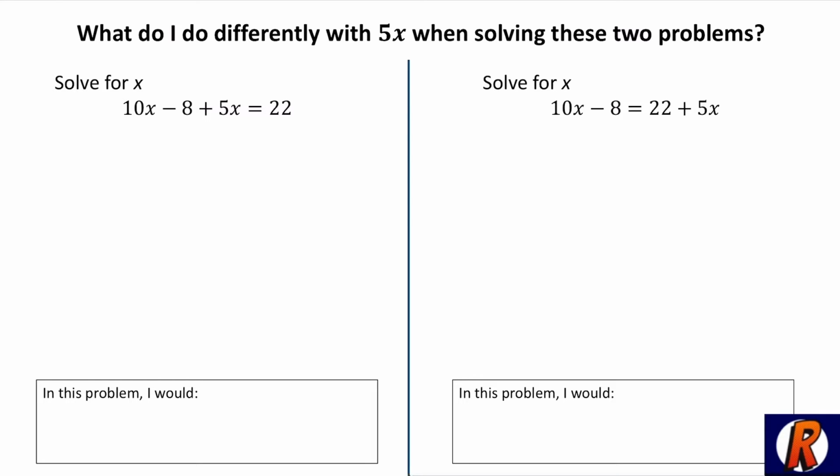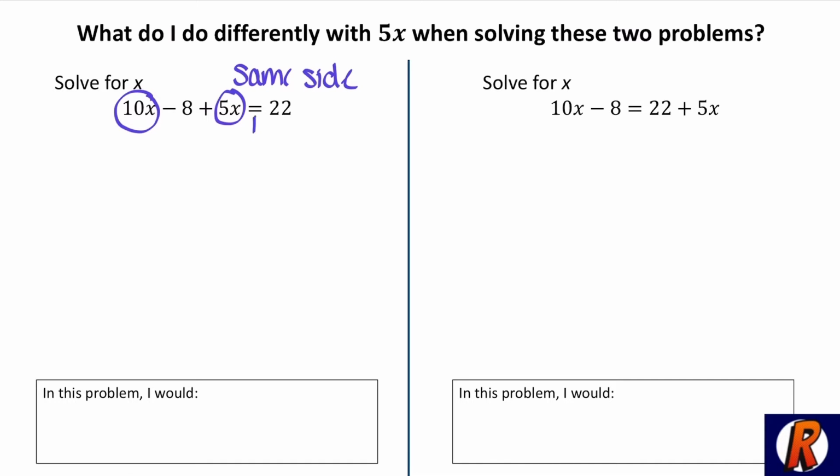I just wanted to point this out. What do I do differently with 5x when solving these two problems? This is one of those common mistakes that I noticed when I was grading some of your assignments. So let's look at these two problems. On the left side, we have 10x minus 8 plus 5x equals 22. On the right side, we have 10x minus 8 equals 22 plus 5x. What's different is that on the left side, we have the 10x and the 5x on the same side of the equal sign.